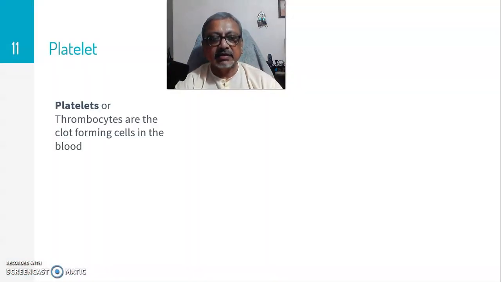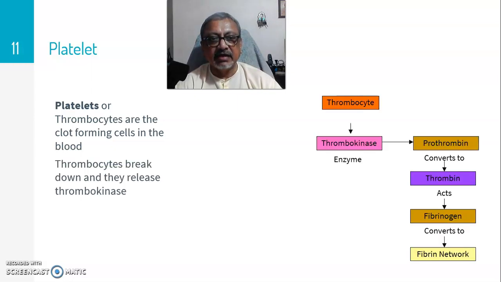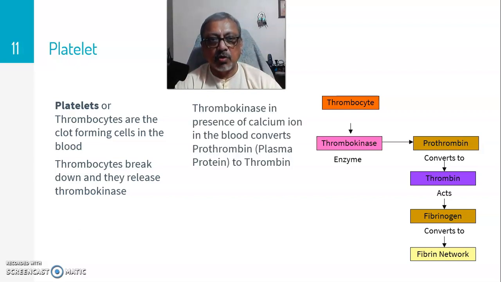And the last type of blood cells, that is the platelet. Platelets or thrombocytes are the clot forming cells in the blood. Platelets are highly fragile and they break down and release one enzyme that is known as thrombokinase. This thrombokinase, in the presence of calcium ion in the blood, converts the prothrombin to thrombin.